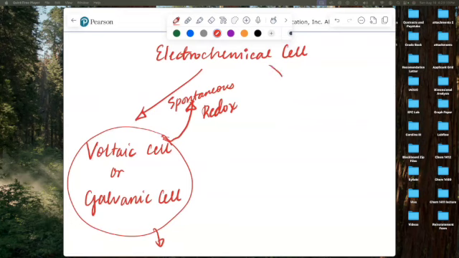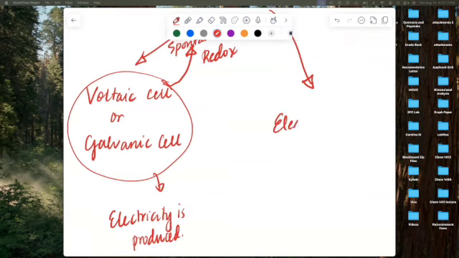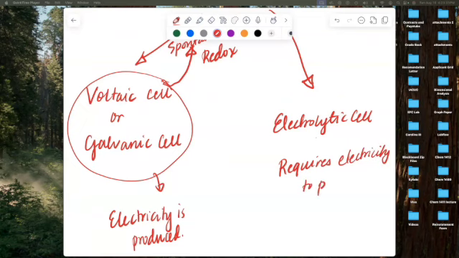On this side here, what we see is the electrolytic cell. And in this case, what we see is chemicals being deposited on something else, or they're just being deposited in general. So this one requires electricity to proceed, therefore making this a non-spontaneous reaction. So why a non-spontaneous reaction?